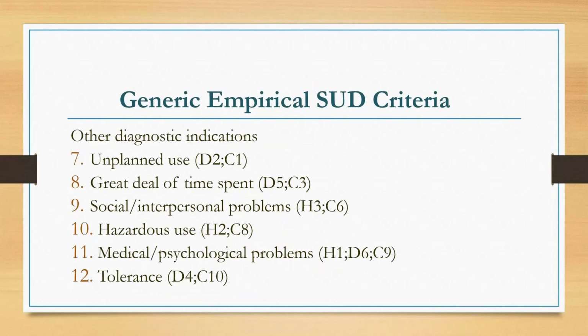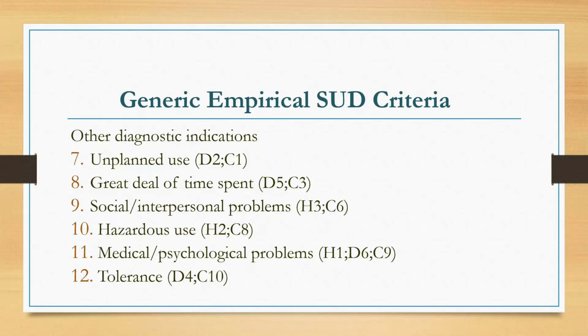The next slide has, in this case 6, because we split one of the DSM-5 categories. These are found also among those who have severe problems, but also are more likely to be found in greater prevalence and scattered among the various diagnostic groups. So unplanned use, spending a great deal of time using, social or interpersonal problems, hazardous use, that is to say use in situations where use or impairment could be hazardous, and medical and psychological problems.